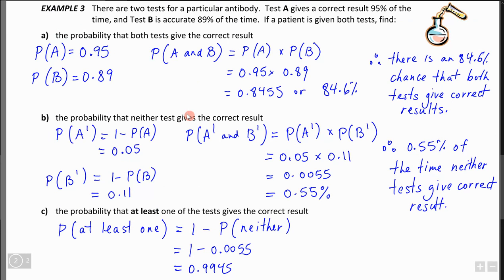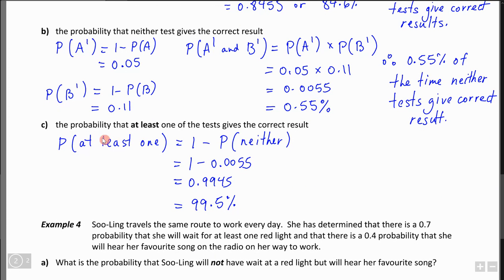Okay, so it's a much bigger number. So remember, part A only asks for both tests giving the correct results. That's why it's a smaller number, 84.6. Whereas part C is asking for at least one of the tests giving the correct result. So there's a really good chance at least one of the tests will give the correct result.